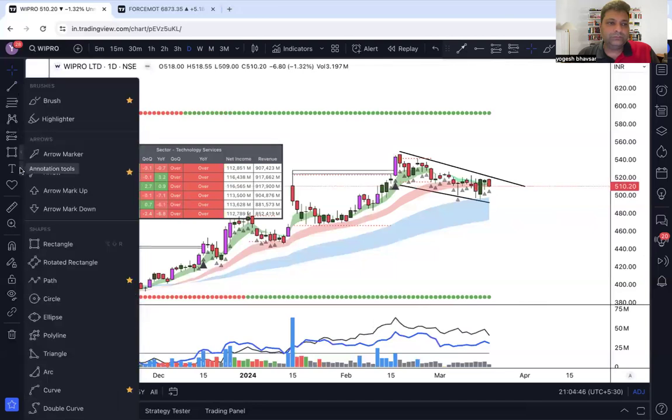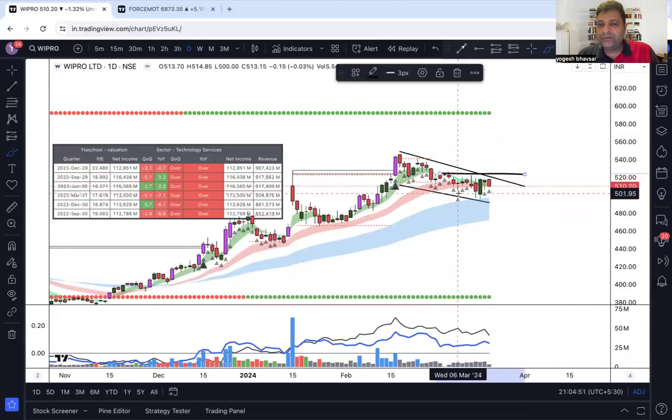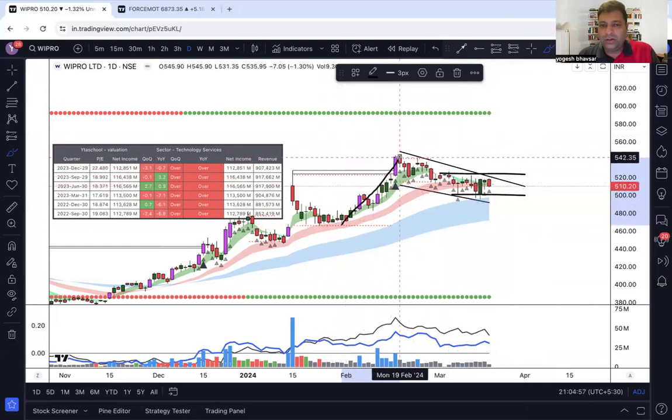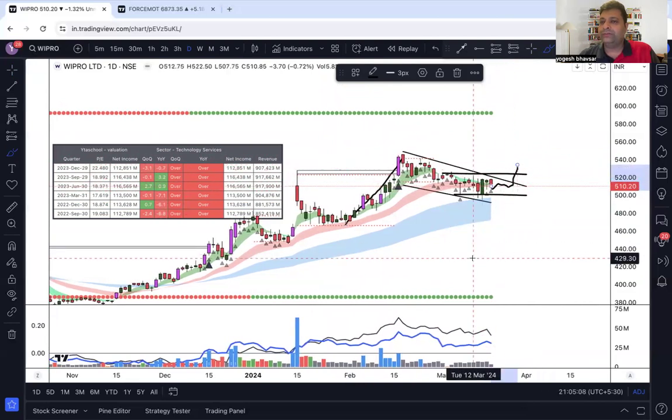What will happen due to this resistance? Right now, the stock is consolidating. It's right now forming an uptrend, an uptrend stock coming down in a downtrend channel. The stock may consolidate for a couple of times and it may give a breakout over here.